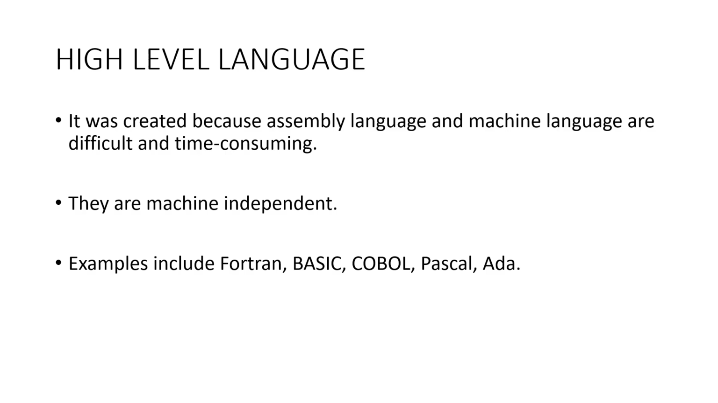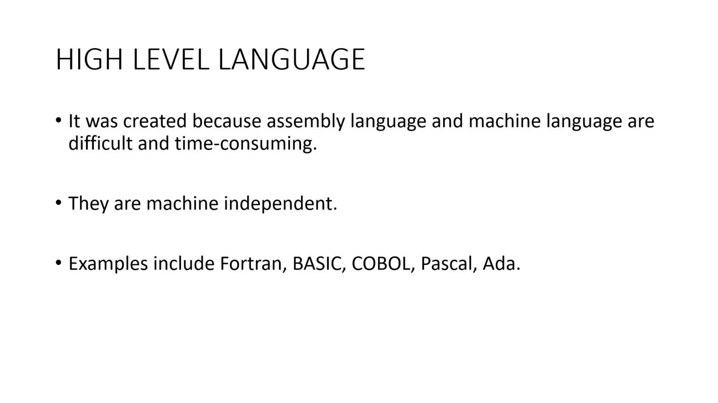Examples of high level languages are Fortran, BASIC, COBOL, Pascal, and ADA. For high level language, we need what we call a compiler. What is the function of a compiler? A compiler is needed to convert the high level language to machine language. Don't forget, machine language is written in the binary number system, in zeros and ones, which is the language the computer understands. So you don't need any translator for that. But for assembly language, you need the assembler to convert it to machine language.